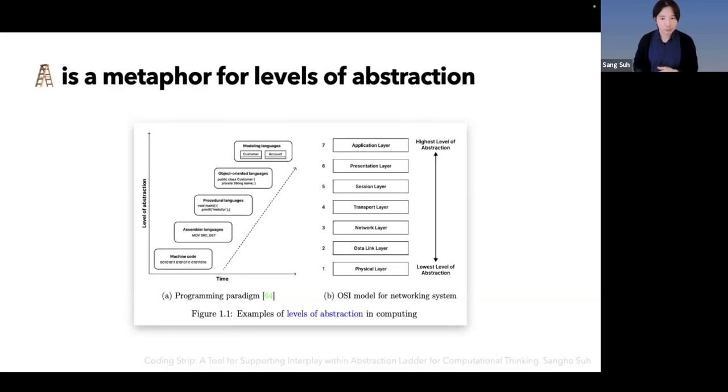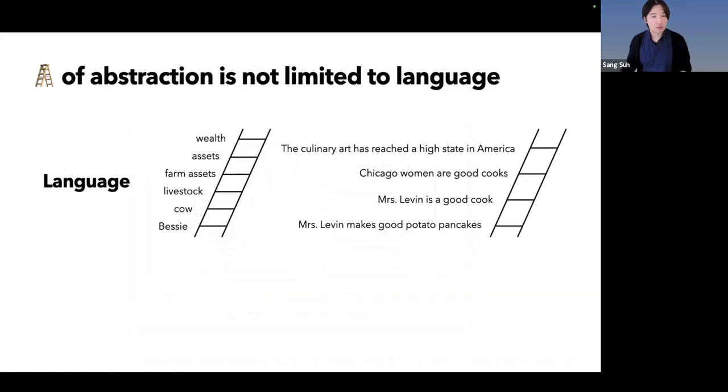The levels of abstraction, which characterize the engineering field or computer science, have been there. They just didn't use the term ladder of abstraction. I think the agreement is that Hayakawa first coined the term, but the whole concept has existed before, and it's really just a metaphor for levels of abstraction, which can be found in any other field as well. So the point I want to make is that the ladder of abstraction is not limited to language.